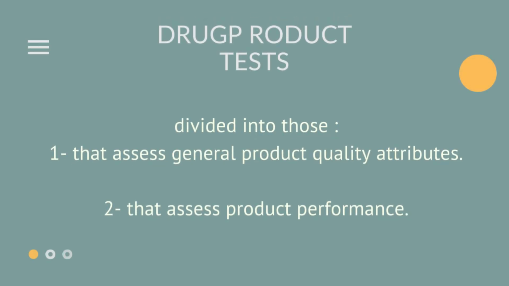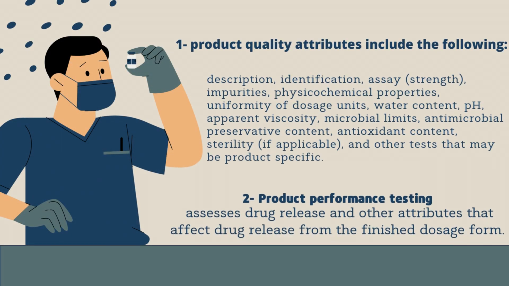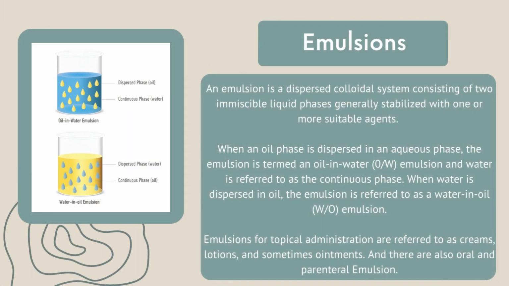Drug product tests are divided into 2 categories: those that assess general product quality attributes and those that assess product performance. Product quality attributes include the description, identification, assay, impurities, physicochemical properties, and so on. Product performance testing is used to assess the drug release and other attributes that affect drug release from the finished dosage form.